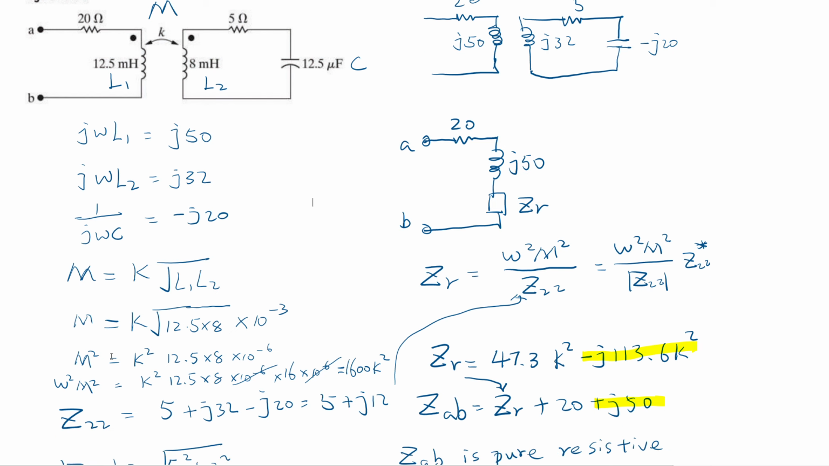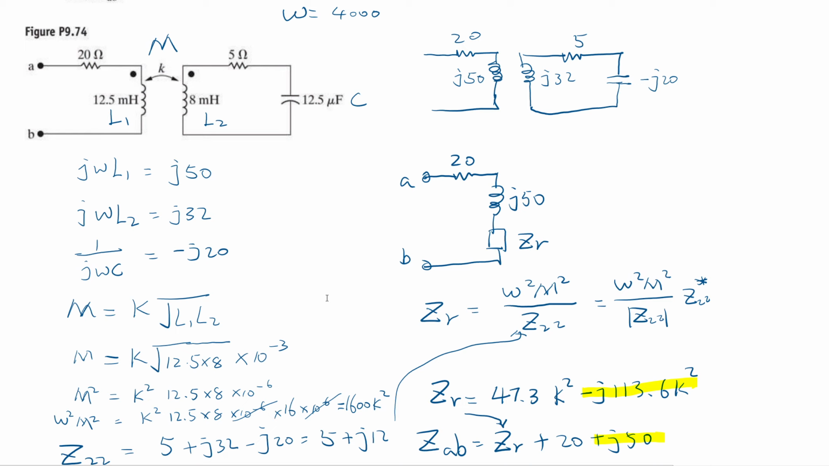And if you remember from the last video, the reflected impedance equals omega square M square over Z22. Okay, Z22 is all the impedance added together on the secondary side. There is also an equation for this one, but in this particular case I find this one is easy to calculate. And then let's do that.